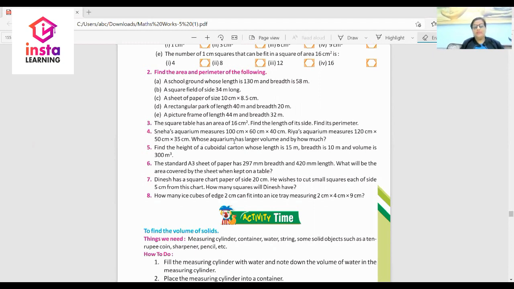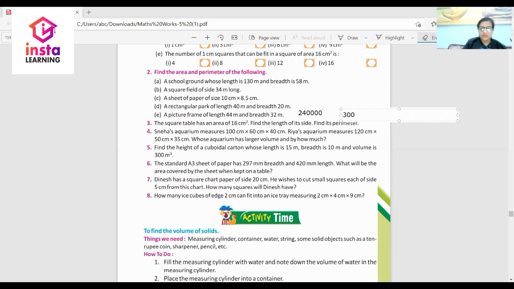Now, Sneha's aquarium measures 100 centimeter, 60 centimeter, and 40 centimeter. Riya's aquarium measures 120 centimeter, 50 centimeter, and 35 centimeter. Whose aquarium has the larger volume and by how much? So first of all, just multiply as it is. It is 100 into 60 into 40. The answer is coming 240000. Now the aquarium of Riya is 120 into 50 into 35. So the answer is coming 30,000.